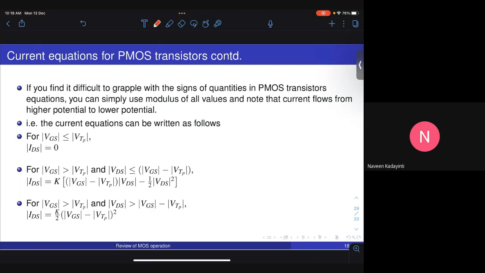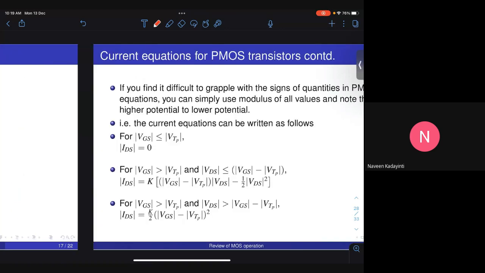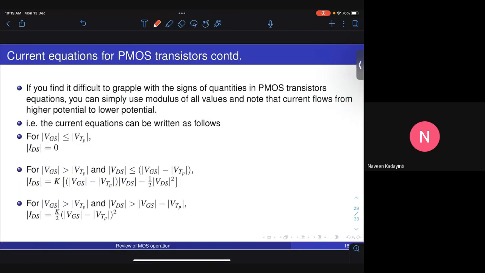If you understand the NMOS well and just take the modulus, your signs will more or less be correct. So this is an easy way to analyze transistor circuits which have both PMOS and NMOS. If you get confused, use it; if you are fine with it, then you don't need to. You can just ignore this.